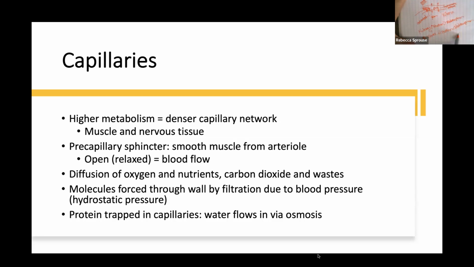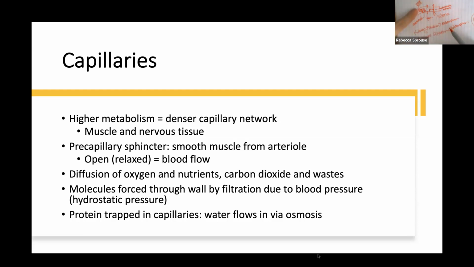But as far as tissues go, you're going to have some filtration happen here, because you have this pressure inside here that's forcing things out. But then you're going to have this reabsorption via osmosis because you still have solutes left in this bloodstream that cannot leave. And remember, water follows solutes. So some of this water is going to be reabsorbed back into that capillary bed.